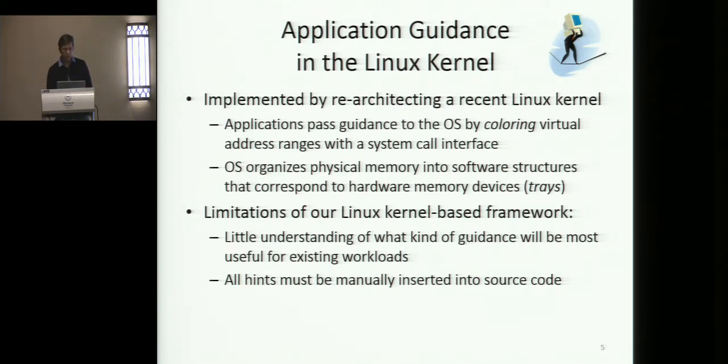However, in order to realize the full potential of this approach, we need to increase integration with software at the application layer. Specifically, there are a couple of limitations to this approach. One is that we do not yet have a good understanding of what kind of memory management guidance will be useful for most existing workloads. And we acknowledge that even engineers that are very familiar with how their applications use memory might find it difficult to supply useful guidance to the operating system. Also, this approach requires that all the guidance hints have to be inserted into your source code, and modified applications have to be recompiled.